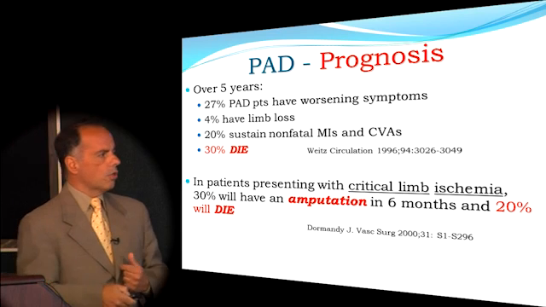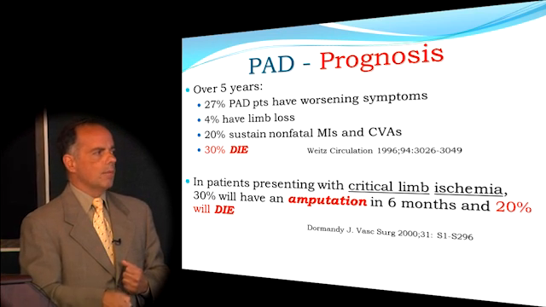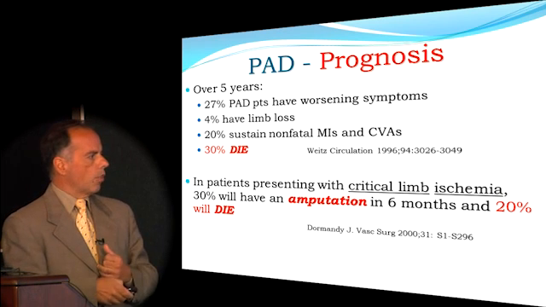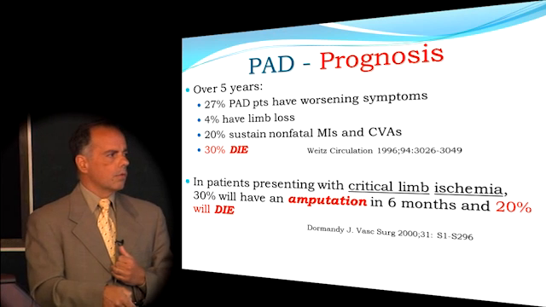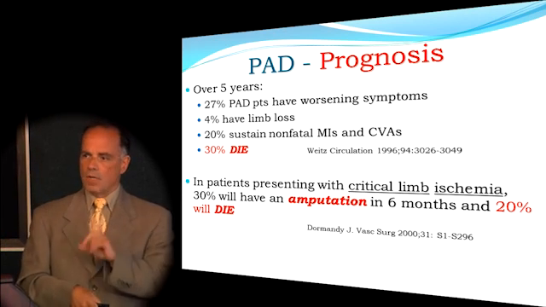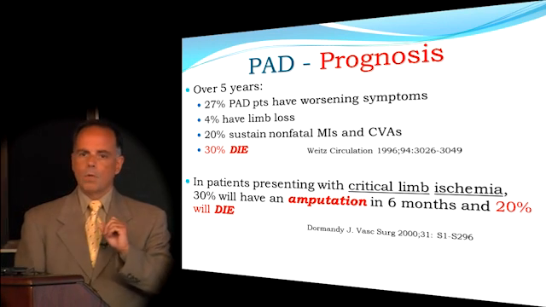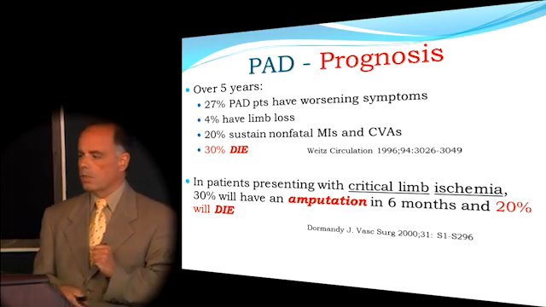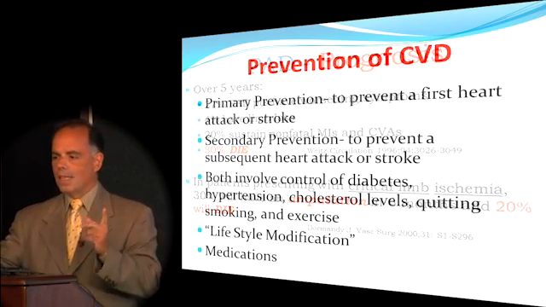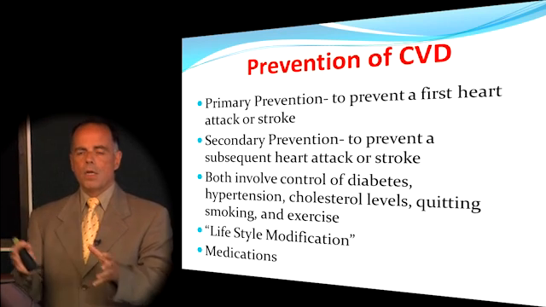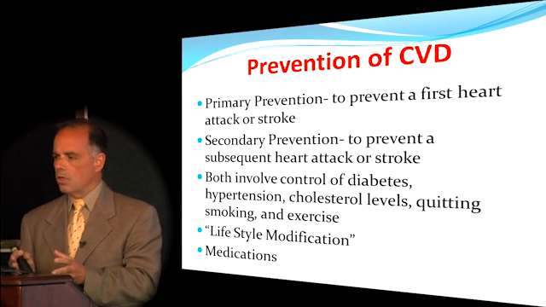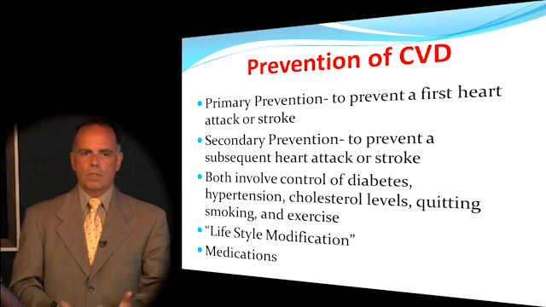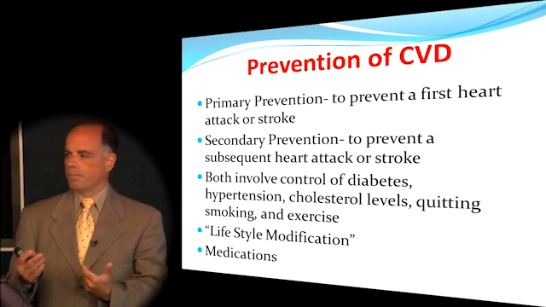Now, if you happen to be one of those patients who has critical limb ischemia, meaning that they have a black toe, gangrene, or an infection, 30% will have an amputation in 6 months, and 20% will be dead in 6 months. Not 5 years, 6 months. So these people are probably the sickest of the sick patients. So that's why we're interested in PAD, and that's why we're trying to figure out ways to prevent cardiovascular disease and PAD in general, and we're trying to make everybody aware of this so maybe they can go to their medical doctors and say, hey, listen, do I have PAD?